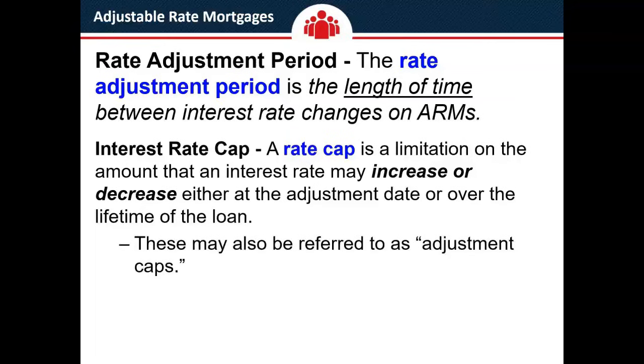Another term is the cap. The cap is how high or how much it can adjust at any particular time. You don't want to get an adjustable rate mortgage that's starting at 4% and then it's going to adjust to 14%. What's the cap? What's the highest it can go? So to avoid something called payment shock, adjustable rate mortgages have caps.